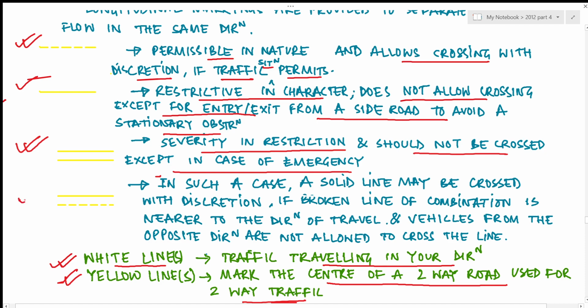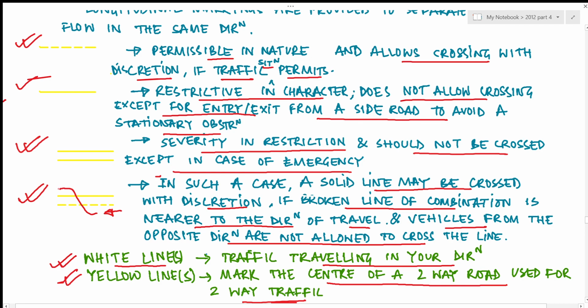And one solid line and one broken line indicates that in such a case, a solid line may be crossed with discretion if the broken line of the combination is nearer to the direction of travel, and vehicles from the opposite direction are not allowed to cross the line. So if a vehicle is moving from this direction, and if the broken line is nearer to the direction of travel, then according to the discretion of the driver, it can cross this particular line.